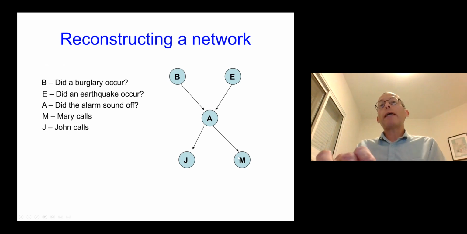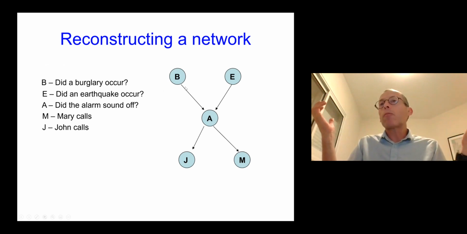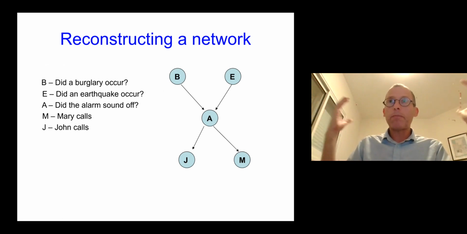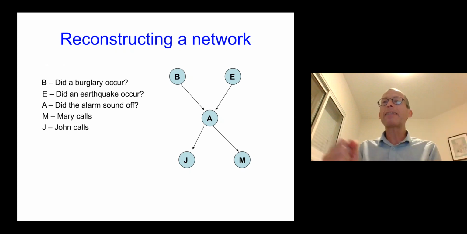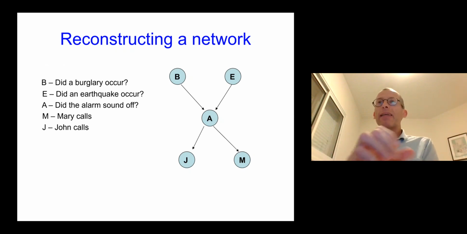And John calls me and Mary calls me because of the alarm, right? They don't know that someone broke into my house. Let's say they are two houses away. They can't see my house. Yes, they can feel the earthquake, but the assumption is that the earthquake is limited to my house only. So they will only call me if the alarm sounded.